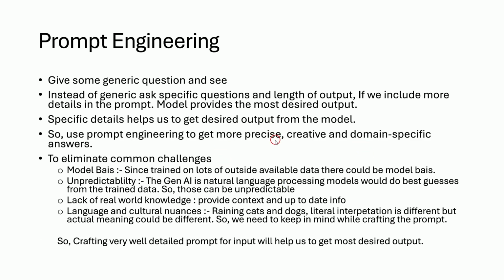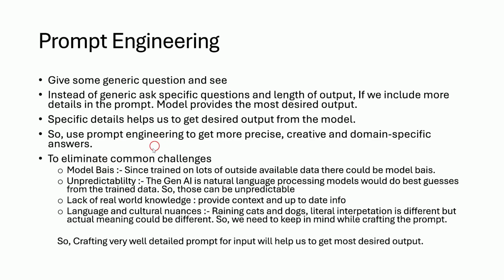Okay, so why do we need to add this more detailing, context setting, right? We can ask like a normal human, but it won't work like that because these generative AI models were trained on outside available data, right? And it has some common challenges. So what are the common challenges? Model bias. Since it is trained on lots of outside available data, there could be model bias. For example, if Apple mobile has more customer reviews than Android mobile, then there will be a bias in this model, right?